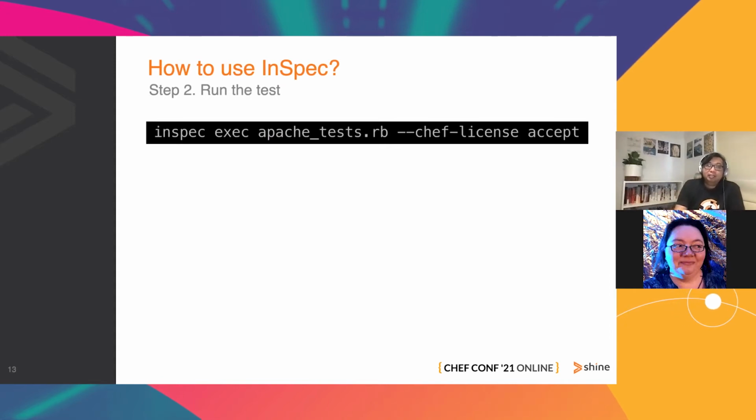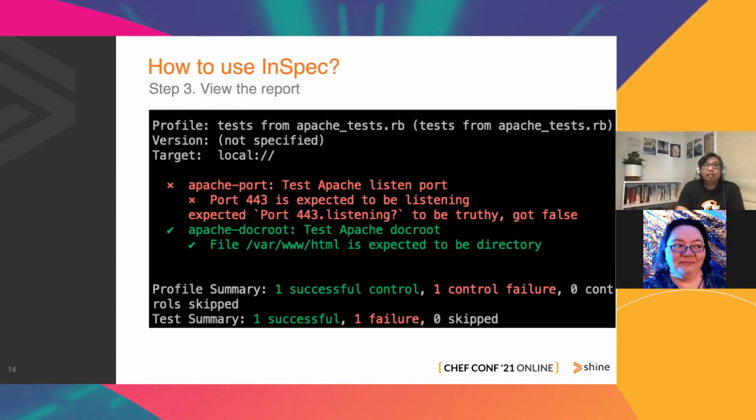And how do you use Inspect? It's real simple. Just use the Inspect command line, inspect exec, and specify the file name, in this case, apache tests.rb. And I added a simple example there to accept the Chef license. And after you run the test, then you will view the report.